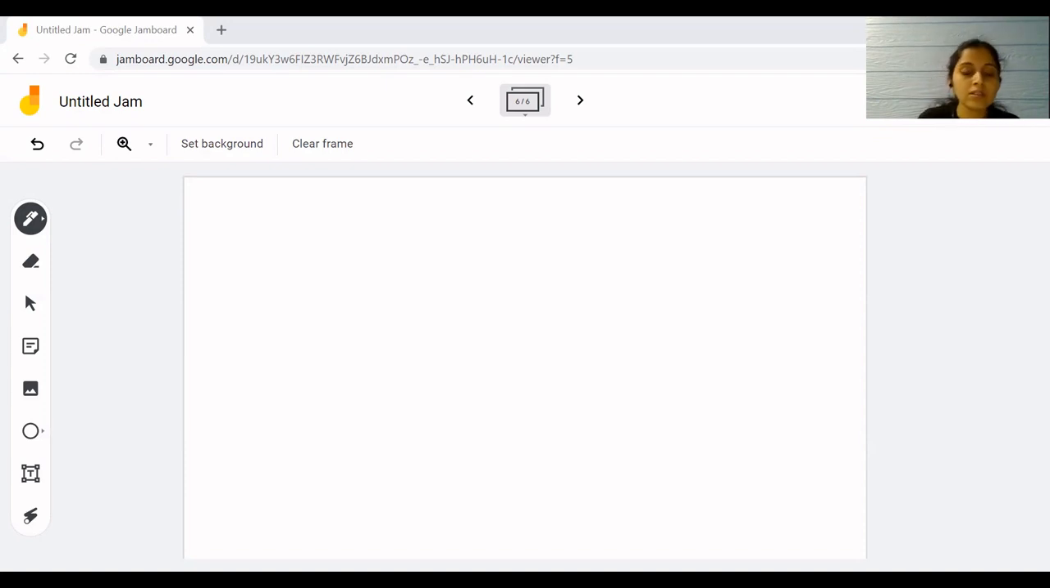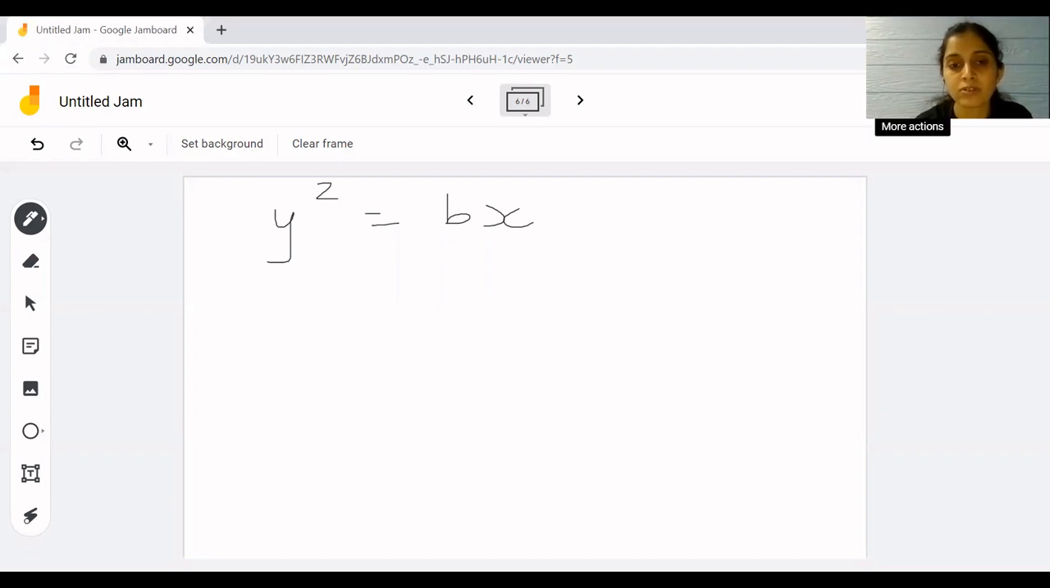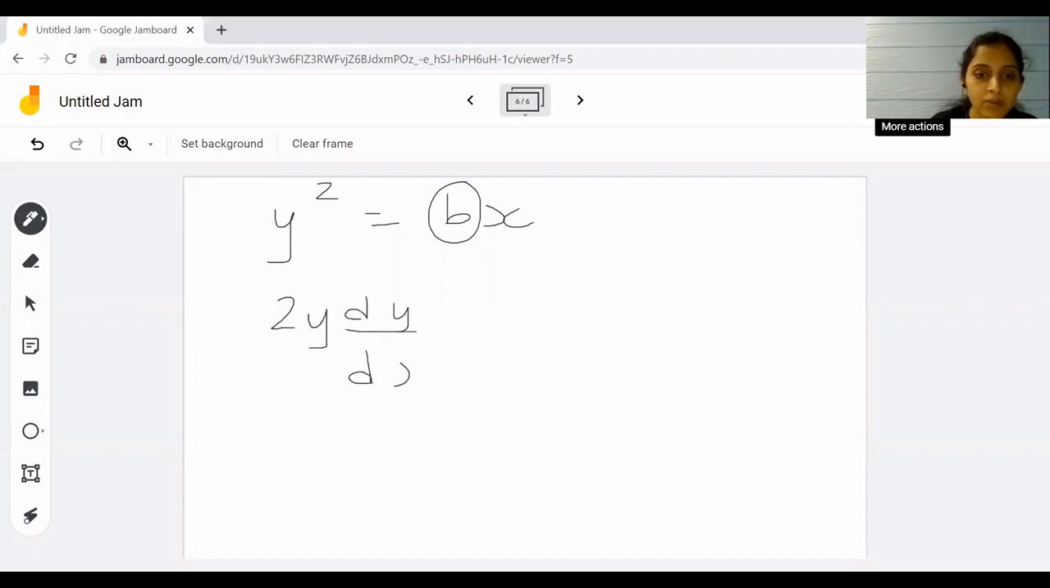Okay, so let's say that we have an equation, say y square equal to bx. Then we differentiate this equation as many number of times as we can eliminate the arbitrary constants. Now, how do you know how many times to differentiate? It depends on the number of arbitrary constants. Here we have b as our arbitrary constant. So if we have to eliminate this, then I write 2y dy by dx is equal to b.